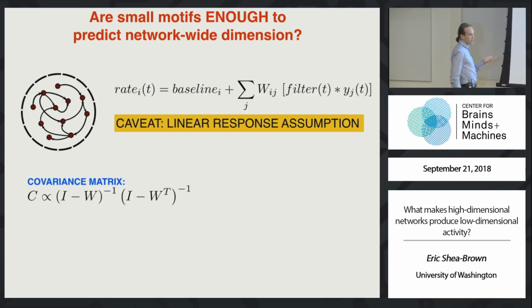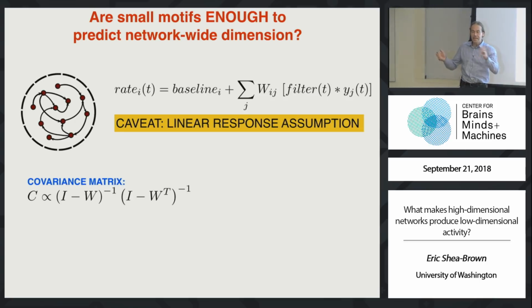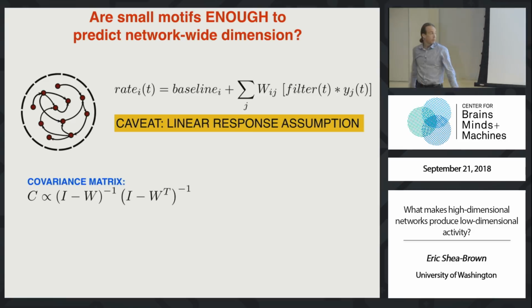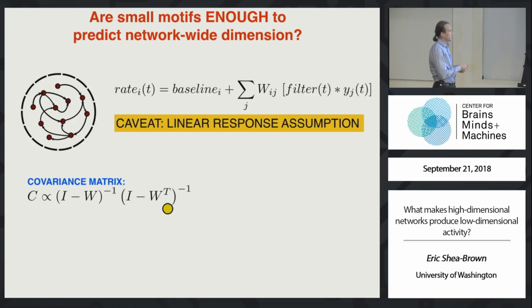So we can have an explicit expression for what this key thing is, this covariance matrix on which my lambdas, and therefore my dimensionality, is based. We can have an explicit expression for this covariance matrix in terms of the W. As a matter of fact, it looks like this problem is a cakewalk. You want to know what the dimensionality is that a network with a particular W is?